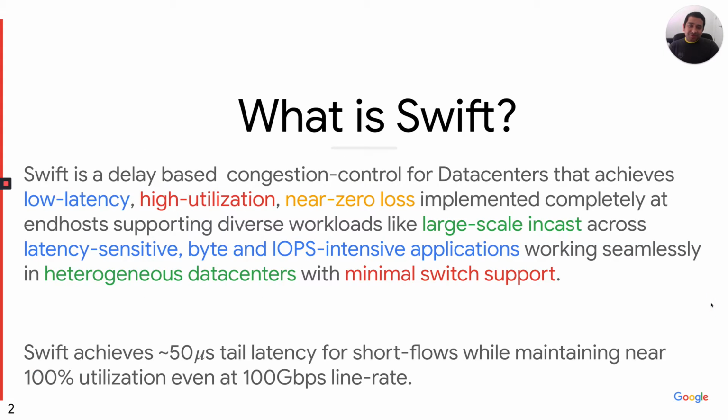So, what is Swift? In one line, albeit a long one, Swift is a delay based congestion control for data centers that achieves low latency, high utilization, and near zero loss, implemented completely at end hosts, supporting diverse workloads including large scale incast across latency sensitive, byte, and IOPS intensive applications, working seamlessly in heterogeneous data centers with minimal switch support. The highlighted keywords here summarize the requirements for an effective and deployable congestion control at scale. Swift achieves near 50 microsecond tail latency for short flows while maintaining near 100% utilization even at 100 Gbps line rate.